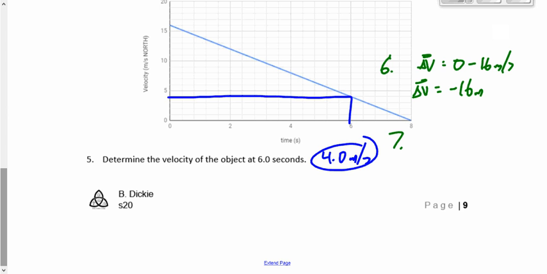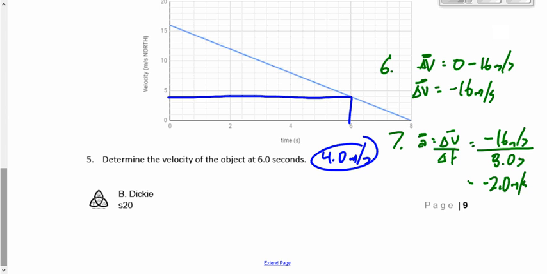It's the slope of it, right? Or we could say a is equal to delta v over delta t. The delta v is negative 16 meters per second over the time of 8 seconds. Gives me negative 2.0 meters per second squared. How come that's negative? Mathematically it came out negative, but should it have been negative, Marshall? Yes.